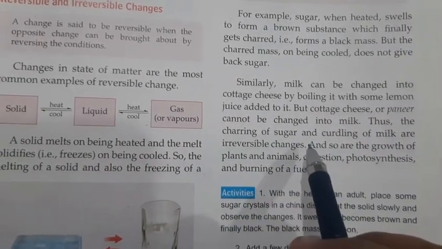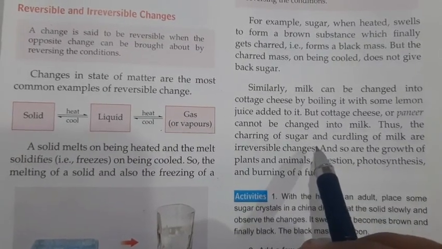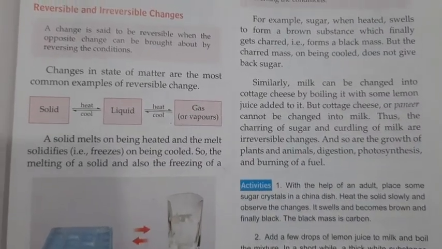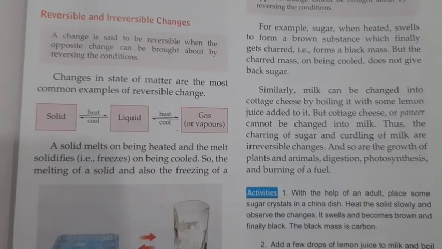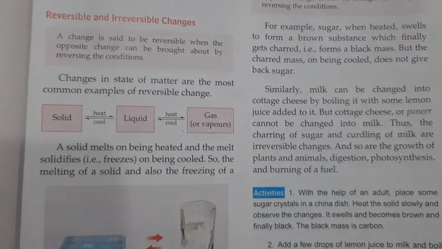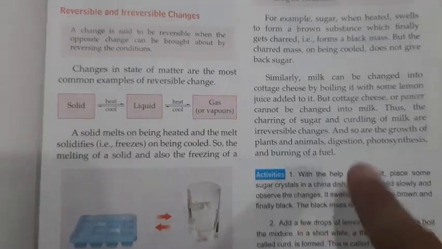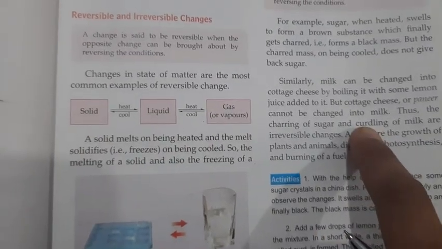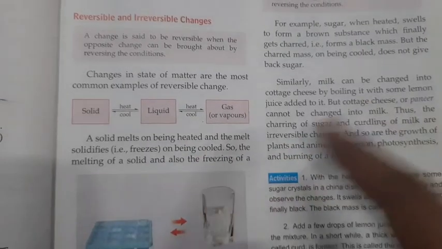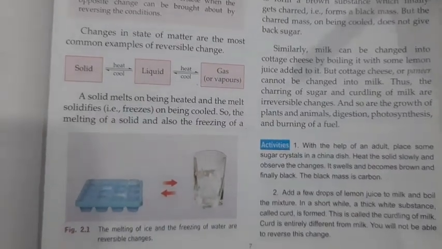Curdling of milk is a chemical change, because once the milk is converted to curd, it will never return to milk again. Once food is cooked, it will not return to uncooked food again. It is a chemical change. But suppose you are melting something, it can be frozen again. So this is a physical change, right? So curdling of milk is a chemical change because it cannot be reversed. Digestion is a chemical change, photosynthesis is a chemical change. Similarly, burning of fuel is also a chemical change, right?